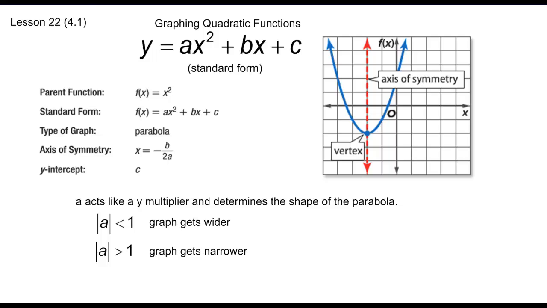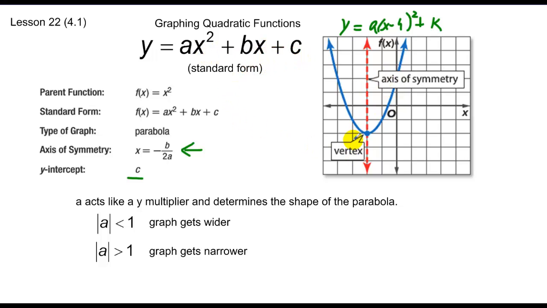That's said to be in what we call standard form, and there are other forms like y equals a(x minus h) squared plus k, which is vertex form, and we've dealt with that before. As far as the parent function goes, we know that's just y equals x squared. We can find the axis of symmetry by taking the opposite of the b term over 2 times the a term. The y-intercept is always going to be the c term because that's like setting x equal to 0.